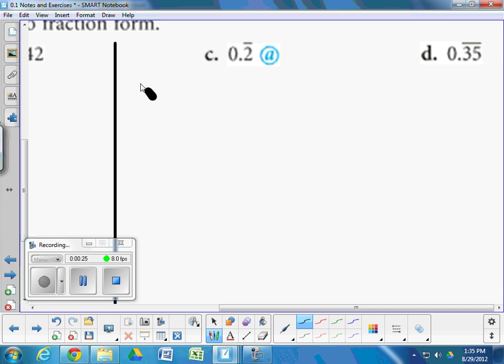So you let x equal 0.2 repeating. You let x equal 0.2 repeating. That's what we're trying to solve for. When we get to the end of this, our fraction will be x, the x that we're looking for.